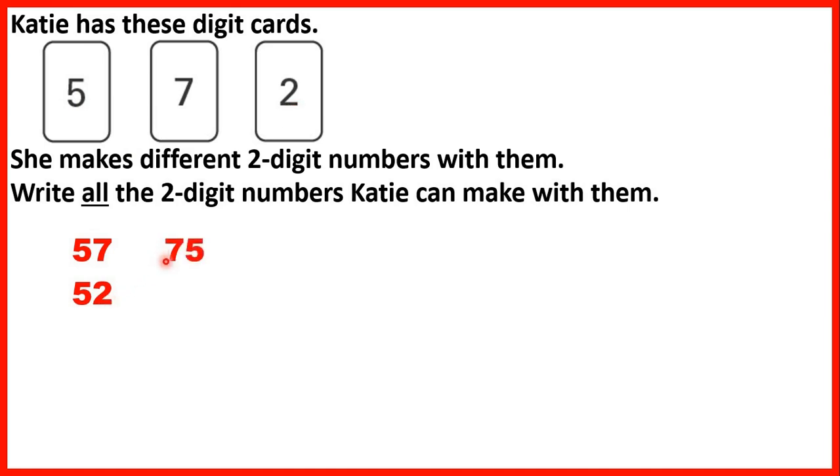Now if she has the 7 first, she could have 75 or 72. And if she has 2 as the tens digit, she could have 27 or 25. So we've written all the 2-digit numbers Katie can make.